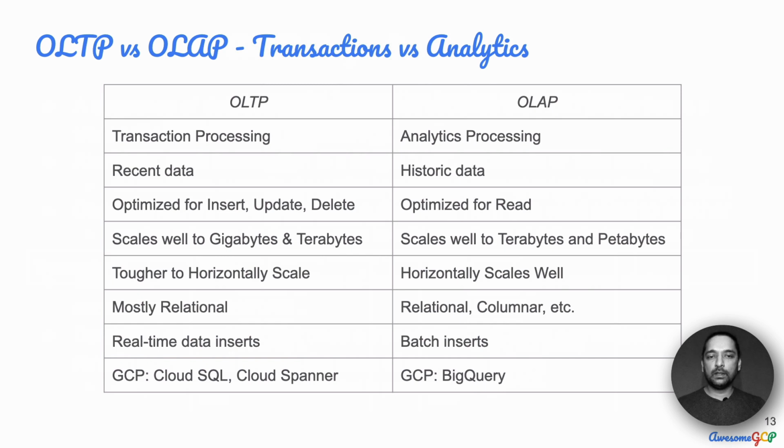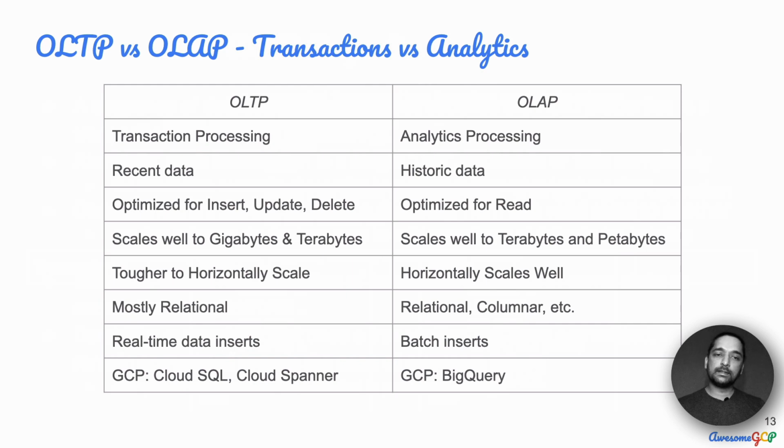An OLTP is going to be optimized for inserts, updates, and deletes because this is going to happen in real time. It is going to happen often, and therefore these OLTPs have to support transactions and changes to the data like insert, update, and delete. An OLAP, on the other hand, is optimized for read. You're going to have large amounts of data and you want to be able to read it quickly.